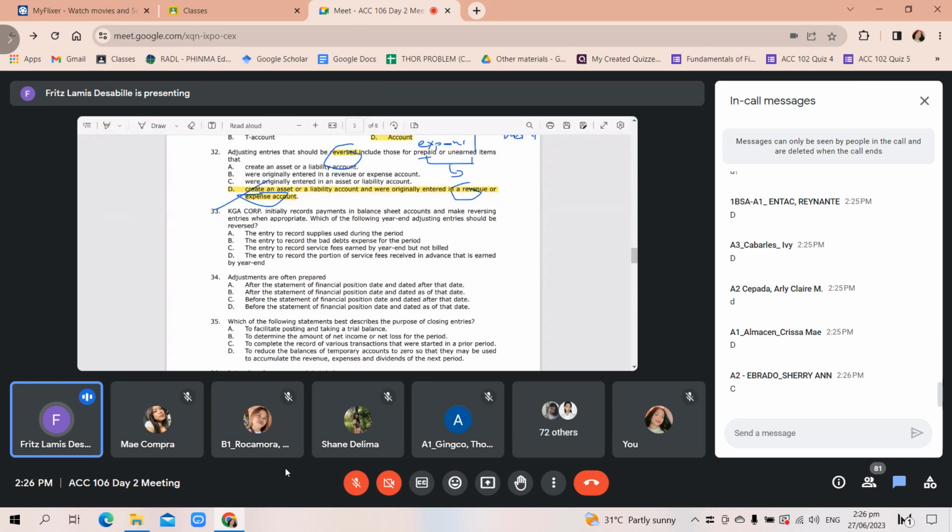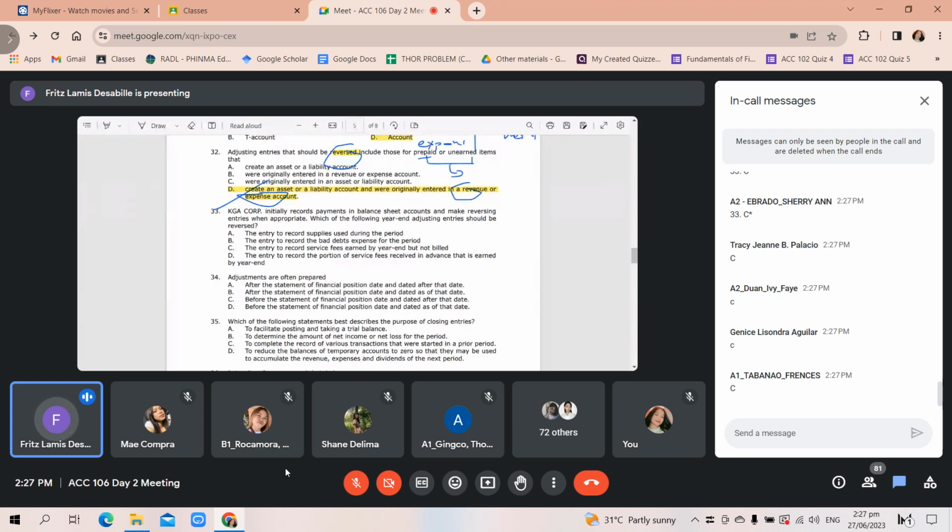So number 33. The company initially records payments in advance in the balance sheet accounts and makes reversing entries when appropriate. So which of the following year-end adjusting entries should be reversed? So the entry to record supplies used during the period. Unsa man ni siya? So letter A, entry to record supplies used during the period. Unsa man ning implications ani sa letter A?